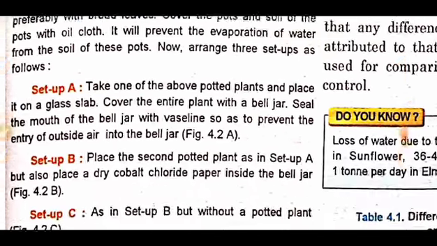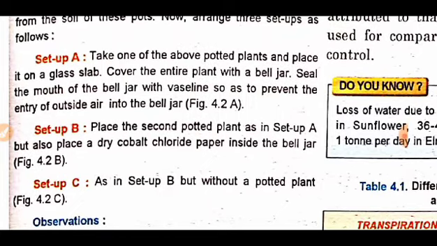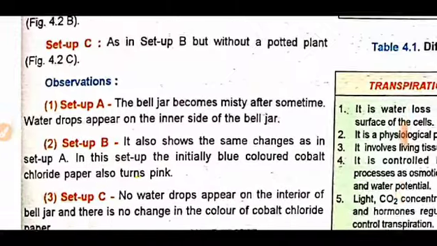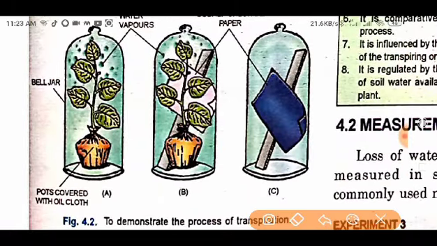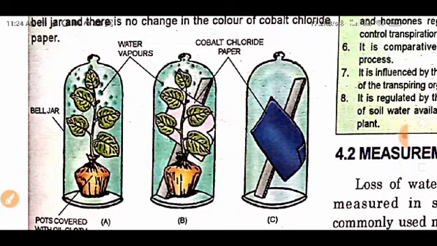Setup A: take one of the above potted plants and place it on a glass slab. Cover the entire plant with a bell jar. Seal the mouth of the bell jar with Vaseline so as to prevent the entry of outside air into the bell jar. So figure also given 4.2a. So you can see pots covered with oil cloth, and this is a bell jar and inside it a potted plant.